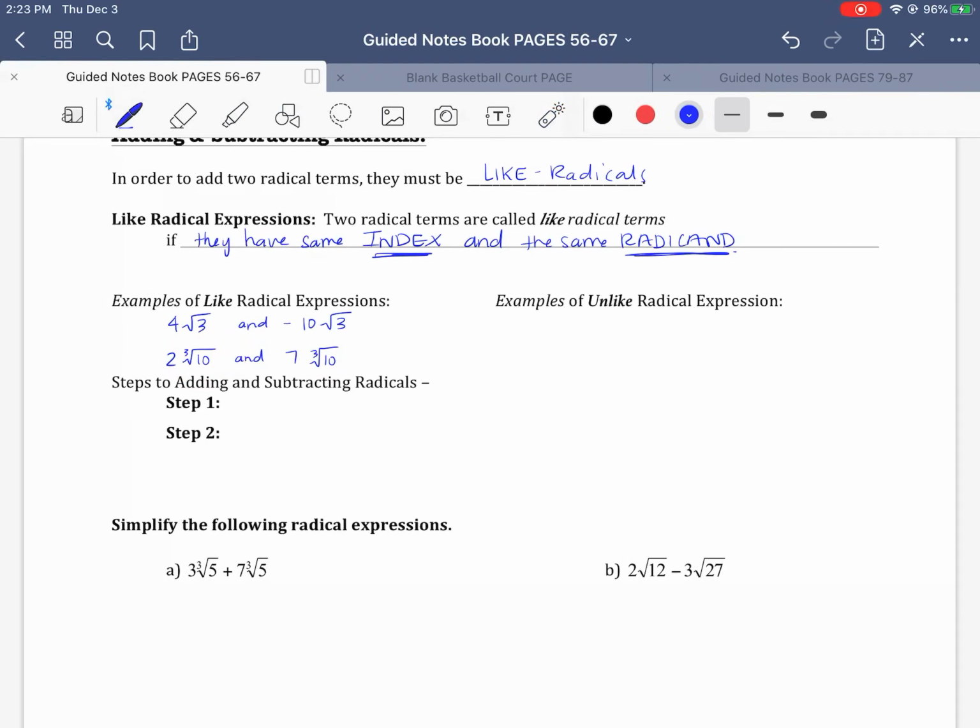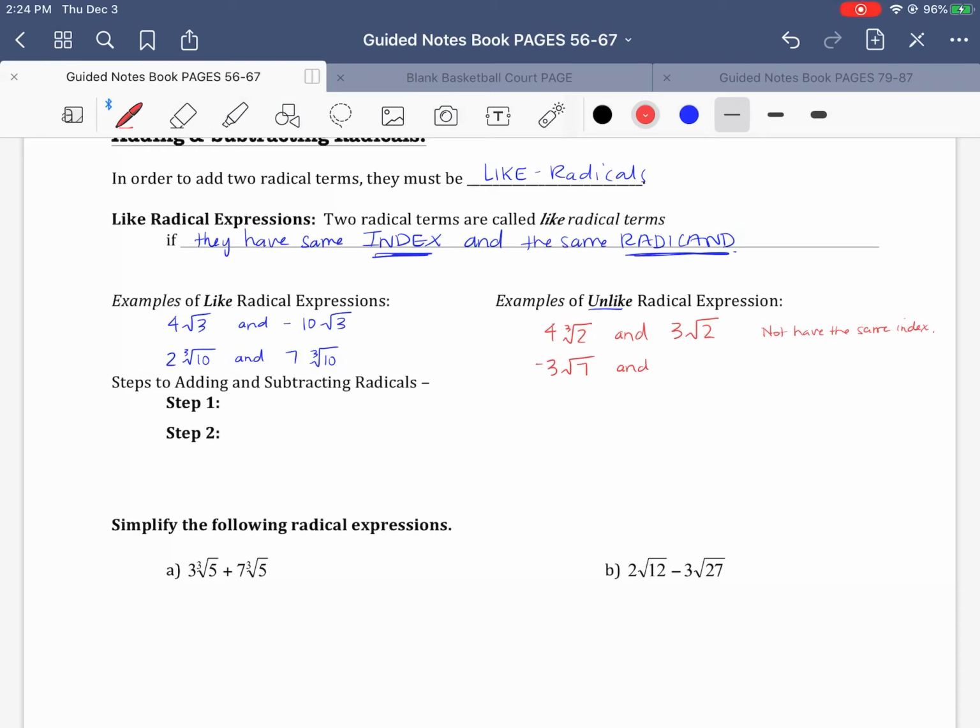Now, terms that would be unlike, so I'm going to write some unlike ones here off to the side, would be like 4 cube root of 2 and 3 square root of 2. Notice that this index is a 3, so a cube root of 2, that's a completely different value than a square root of 2. If you were to put that in your calculator, the cube root of 2 is a smaller value. So in this case, they do not have the same index. Okay, so make sure we're careful with those. Most of the ones I'm giving you today, you'll have the same index, and we'll talk about what to do if they don't.